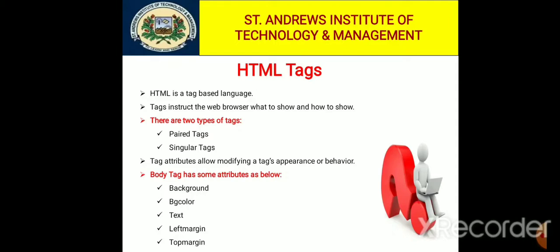So what is a paired tag? It is also called a container tag. If a tag is written as a pair of starting and ending tags, it is called a paired tag. Meaning if any tag is opened and it should be closed, that means it is a paired tag or container tag.